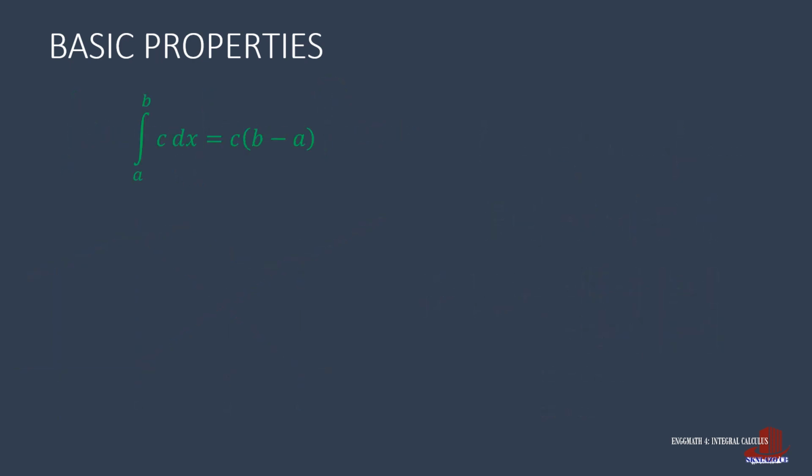The next basic property is the integral of a constant times dx from b to a, which is equal to the constant c times the limits b minus a. Graphically, this cannot be shown clearly, but we use an example to prove this property.